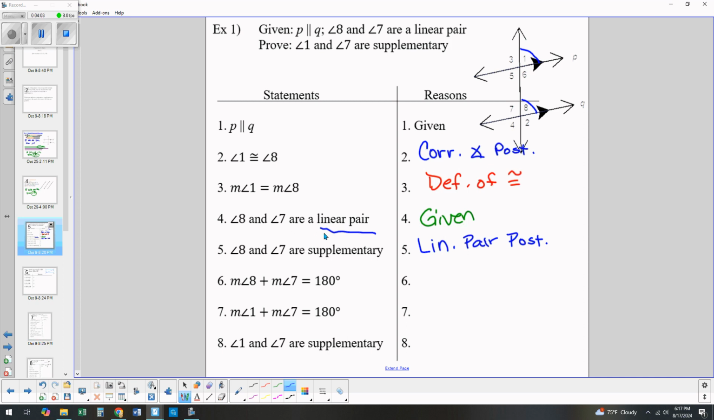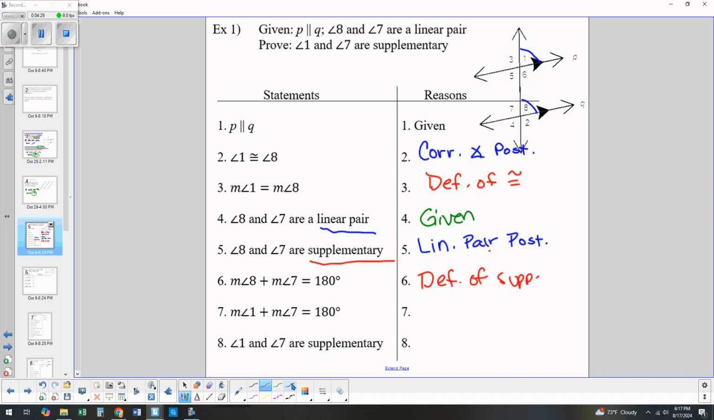So when I see the words linear pair in a proof, I can automatically use the linear pair postulate to say that they're supplementary. Now I see a word that they're supplementary, and in the next step, I see that the sum of their measures is equal to 180. And that is exactly what it means to be supplementary. So we're going to call that the definition of supplementary.